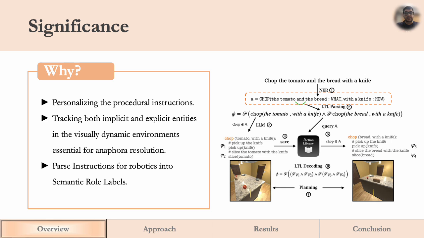Furthermore, parsing procedural instructions is a crucial step to convert natural text into semantic roles for robotic applications. For example, the instruction chop the tomato and bread with a knife is parsed into a semantic role with a verb and its semantic arguments. Learning about implicit entities will provide granular details about entities for the robot to perform actions.